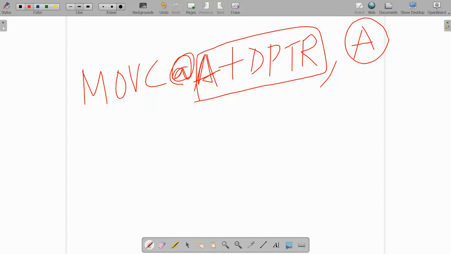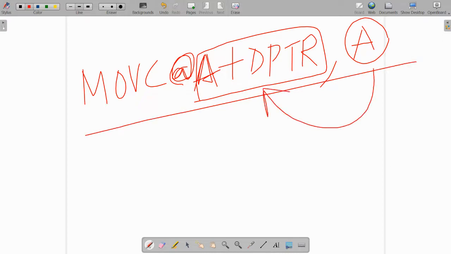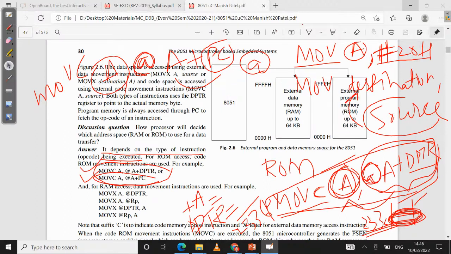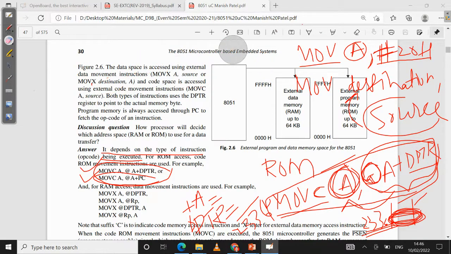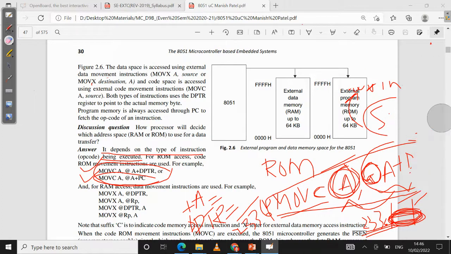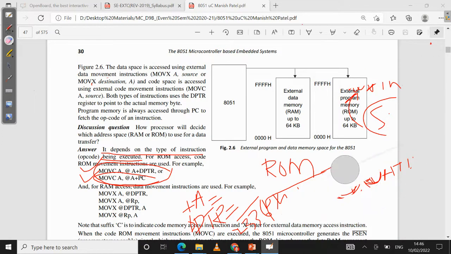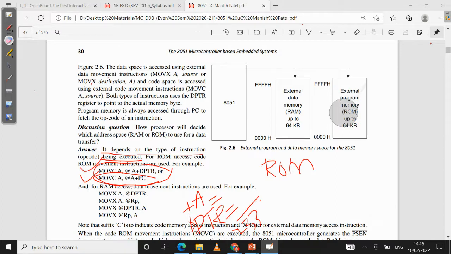That means if there is such an instruction, it means we are writing into the ROM, and we cannot write into the ROM because it is read-only memory. You are right, so I was expecting this answer. So you cannot write into the ROM, you can just read from the ROM. Okay, so that is the meaning. We have seen two instructions, and these are the only two instructions available to access your external ROM.